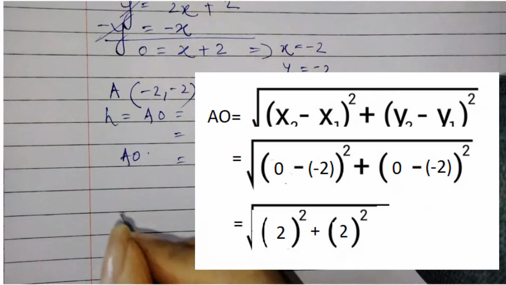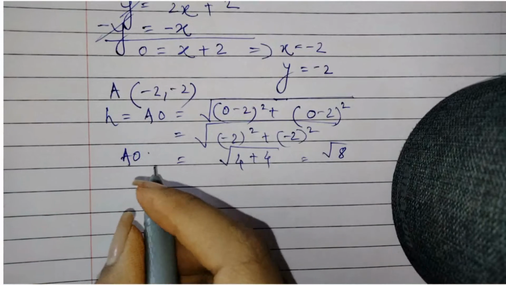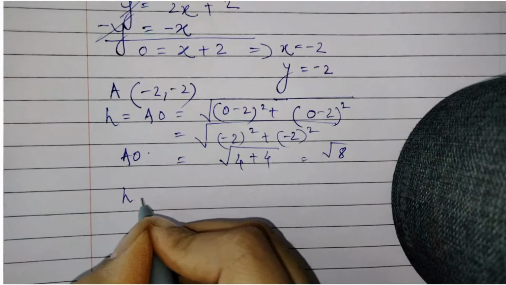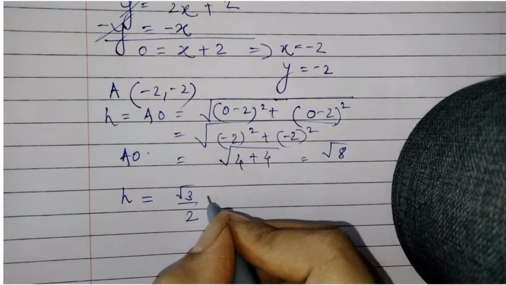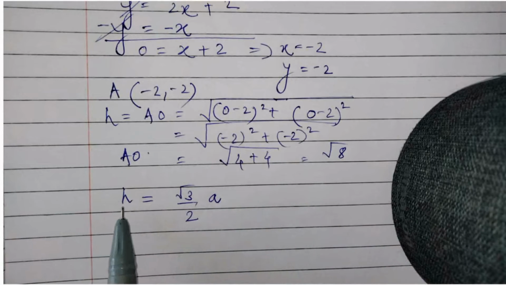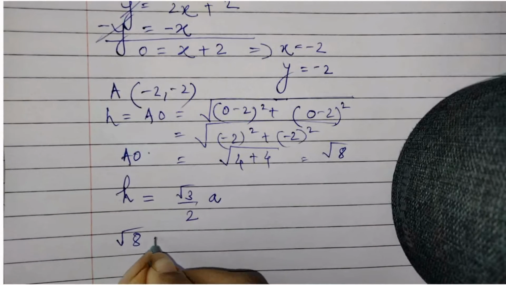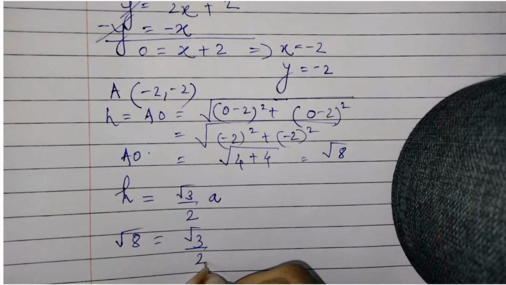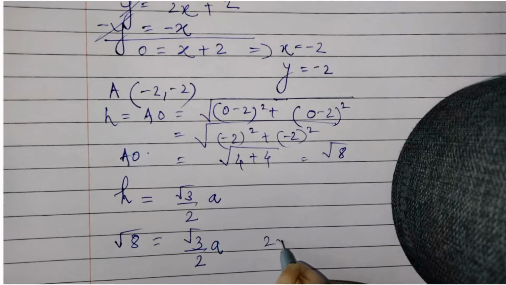So remember, here we have to use this property that in an equilateral triangle the altitude is equal to root 3 by 2 times the side. Suppose the side is A, then the altitude H will be equal to root 3 by 2 times the side. So here we found the altitude length is root 8, and it equals root 3 by 2 times the side A. Alright, so now let us find what is exactly the length of the side. That will be 2 into root 8 by root 3, which is equal to the side.